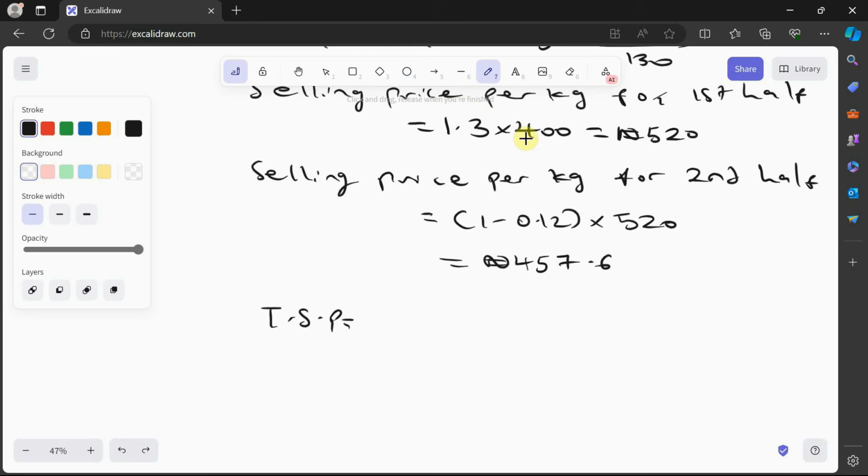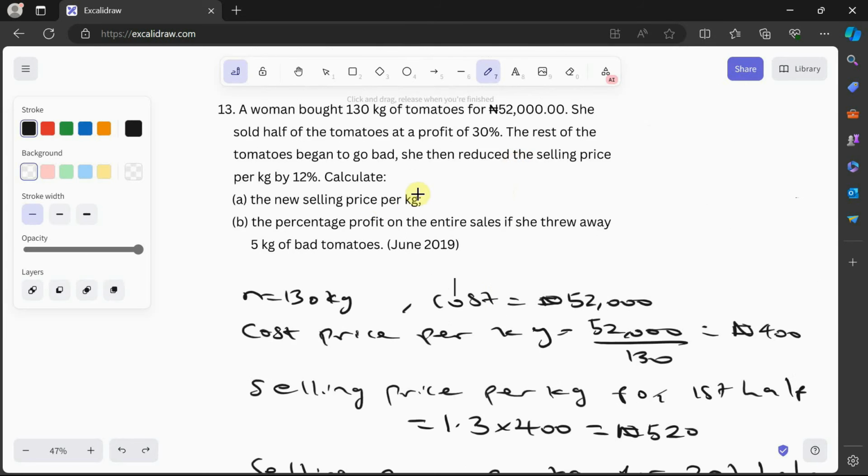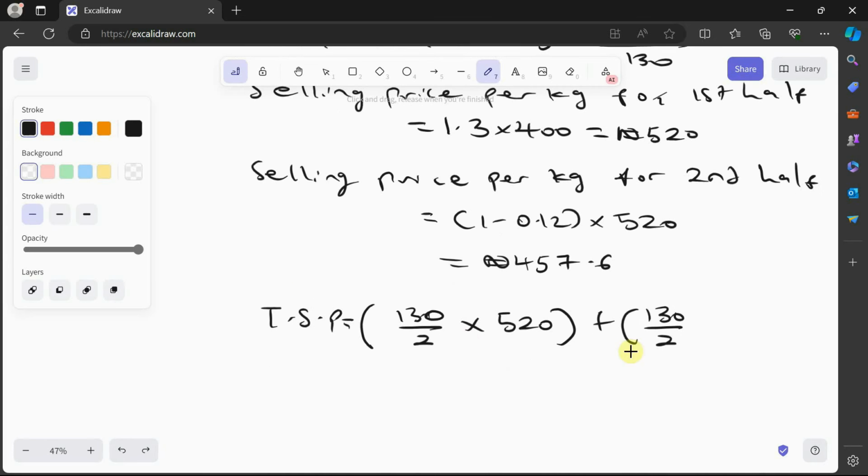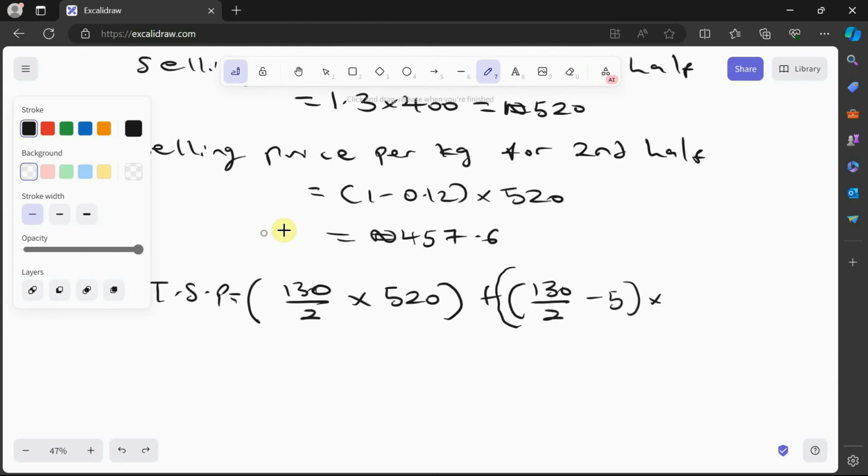For the first half, she sold half of them for 520. So that would be, I think it was 130. Yeah, so that would be 130. Let me put it inside the bracket: 130 divided by 2 times 520. This will give me the total amount from the first half, plus 130 divided by 2 for the second half. But then they said that she threw away 5 kg of it, so minus 5 kg. Maybe I should put this inside its own bracket. Then multiply by this new selling price, which is 457.6. So I'll close all these big brackets.